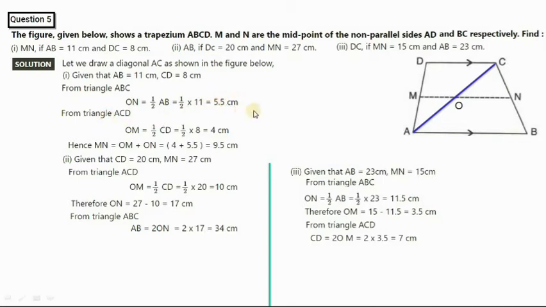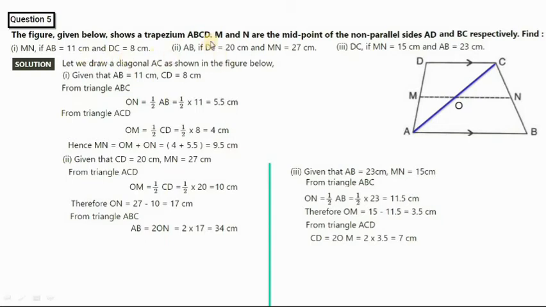Similarly, let us see triangle ACD. Similarly this OM will be half of DC. Using the midpoint theorem, OM will be half of CD, which is given to be 8 centimeter. So half of 8 is 4. From here to here is 4 centimeter, and from here to here it turned out to be 5.5 centimeter. So MN will be MO plus ON, which turns out to be 9.5 centimeter. So we have seen the first question.